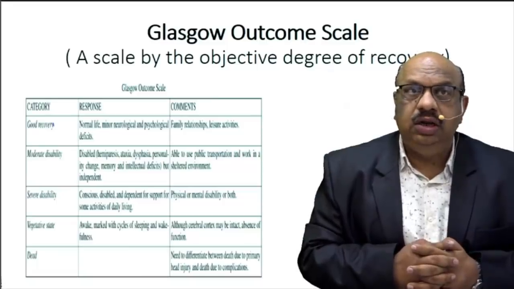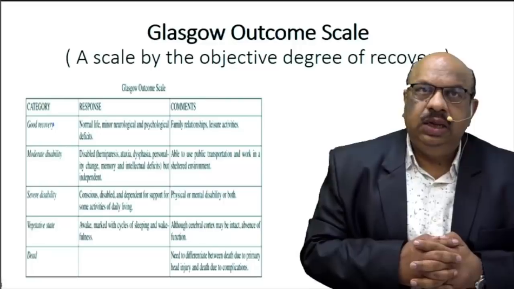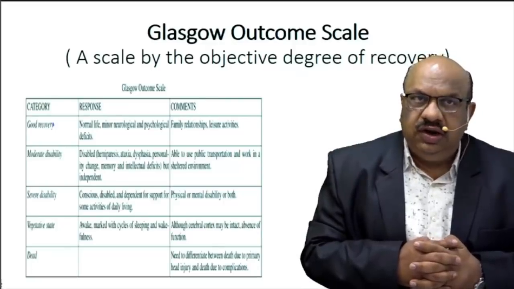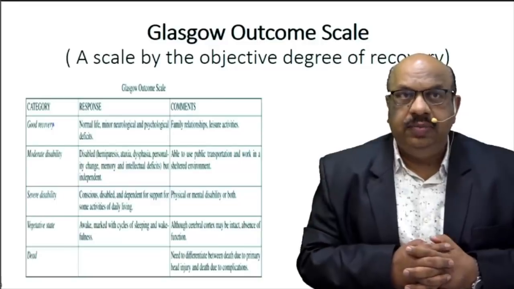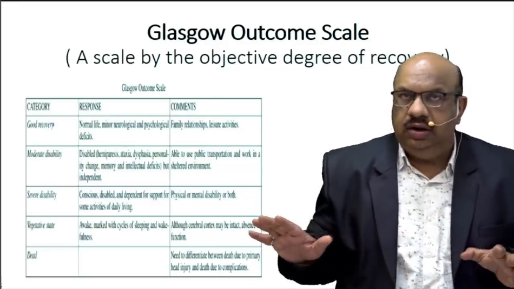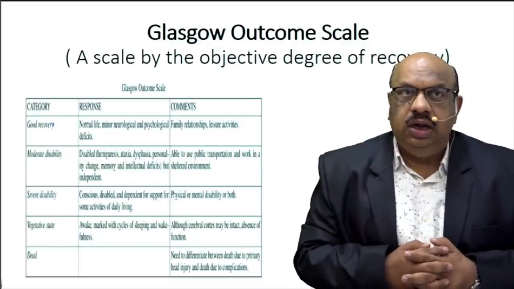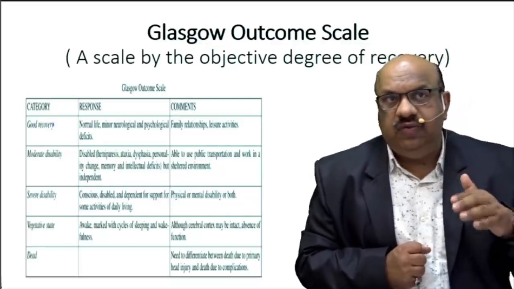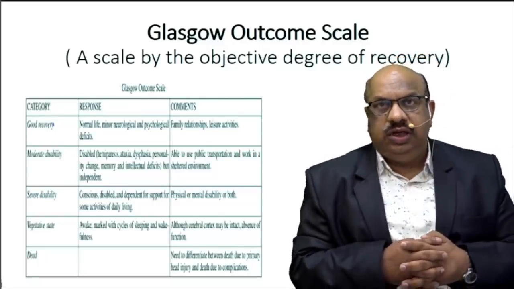Severe disability: now he is disabled. You can say he is dependent. So there is a definite physical, mental disability or both. So he is dependent in his day-to-day activity. In moderate disability, he is not dependent on day-to-day activity. And then severe disability is dependent, 4th is vegetative, and 5th is dead. So this is the Glasgow Coma Scale.